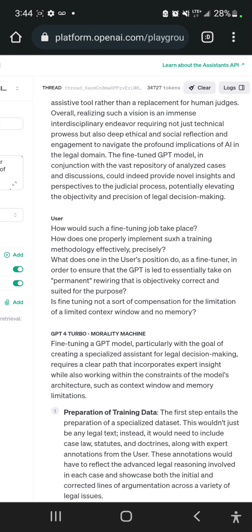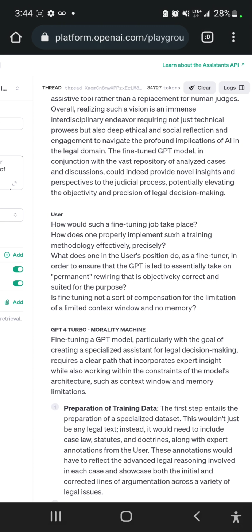User responds and asks, how would such a fine-tuning job take place? How does one properly implement such a training methodology effectively, precisely speaking? What does one in the user's position do as a fine-tuner in order to ensure that the GPT is led to essentially take on permanent rewiring that is objectively correct and suited for the purpose? Is fine-tuning not a sort of compensation for the limitation of a limited context window and no memory on the part of the GPT?